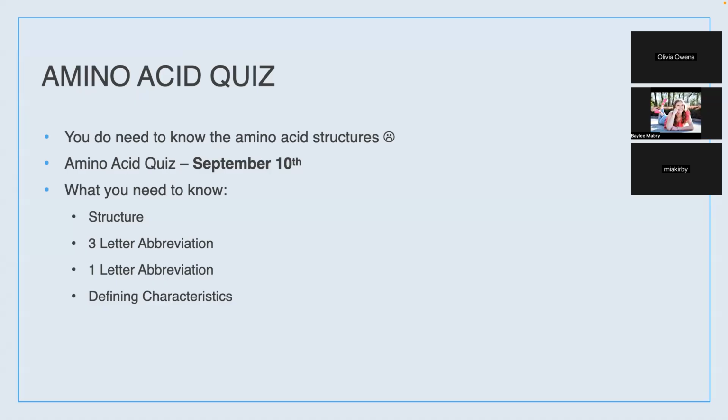So as long as you can fill that out, you'll be good to go. You have to draw the structure, and you have to give me the 3-letter and the 1-letter abbreviation. For the quiz, you're not going to have to give me any defining characteristics, like polar, non-polar, charged, uncharged. But you will need to know all of that about the amino acids. So not on the quiz, but you will need to know it before you get to the test.